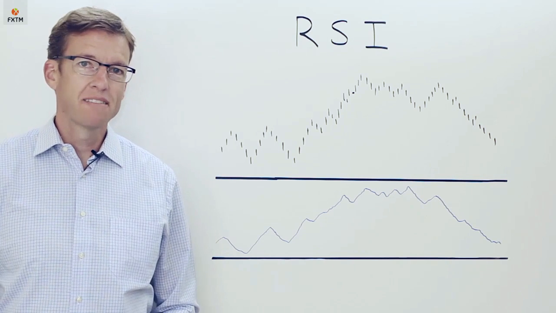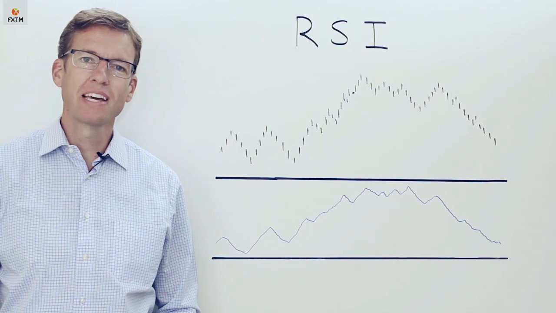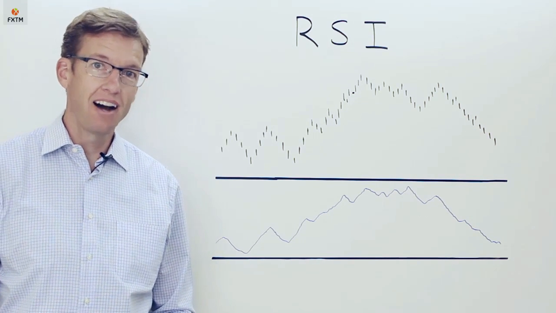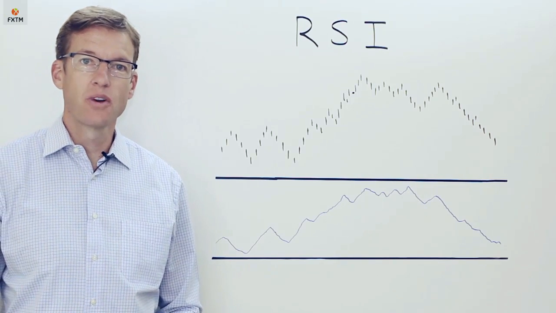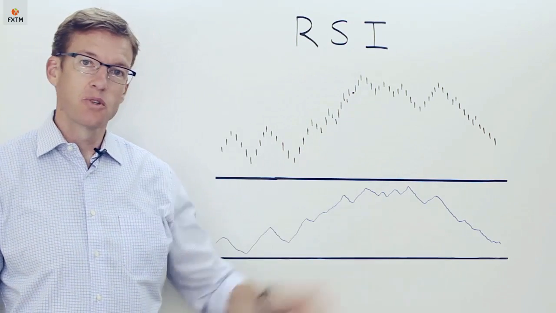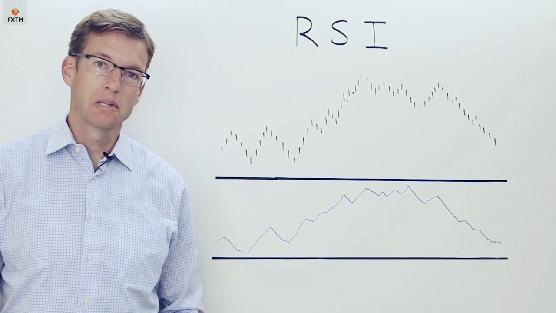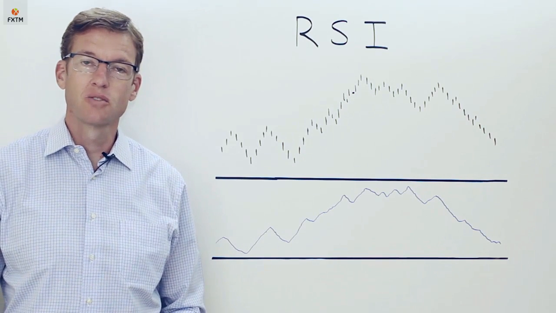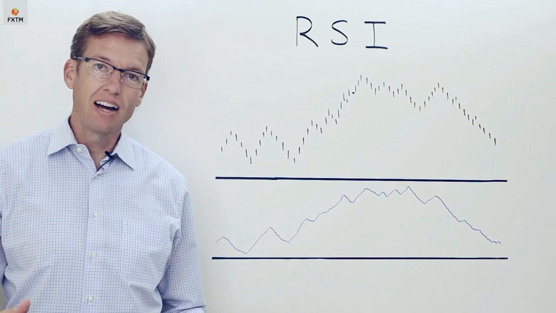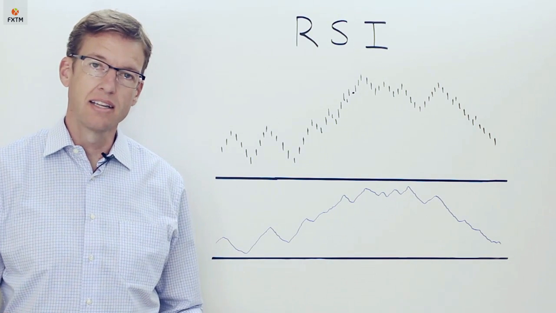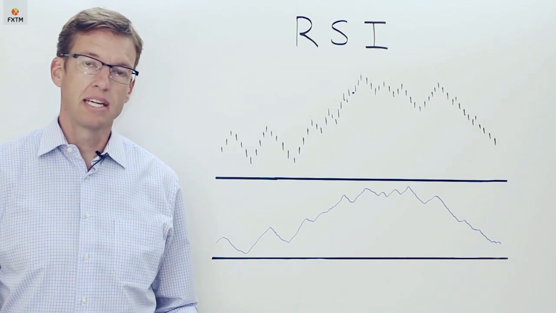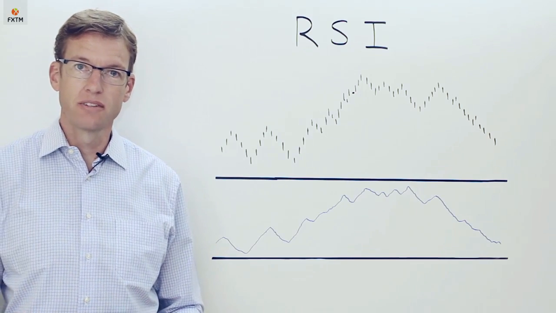In this episode of the FXTM educational series, we're going to be taking a look at the RSI oscillator, or the Relative Strength Index oscillator. This was created by Wells Wilder, who's a real legend in the technical analysis world. Now, the RSI oscillator, like many oscillators, is basically a momentum indicator, and it analyzes price over time.